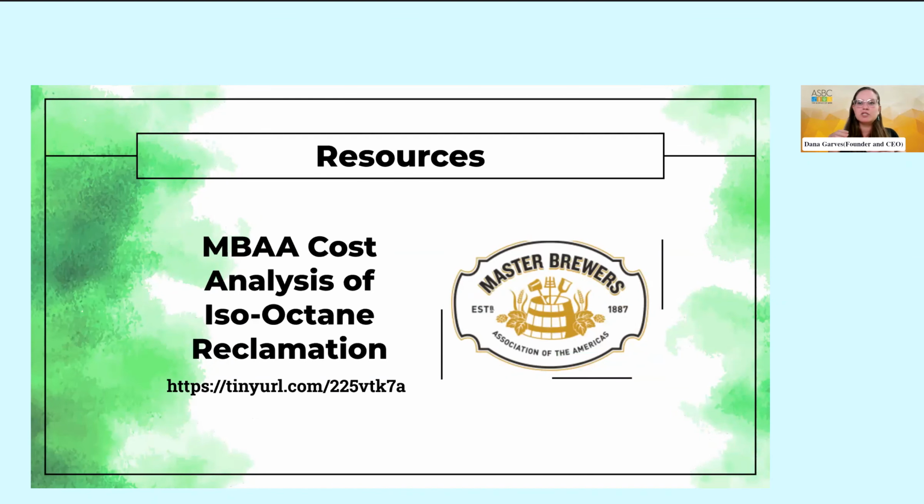MBAA, also an excellent resource, but specifically for this talk, MBAA cost analysis of iso-octane reclamation. Highly recommend downloading this PDF. It has a full breakdown of what equipment you need, how to use it, how to run the reclamation, and then looking at the cost of savings and the cost of labor when it comes to reusing your iso-octane.